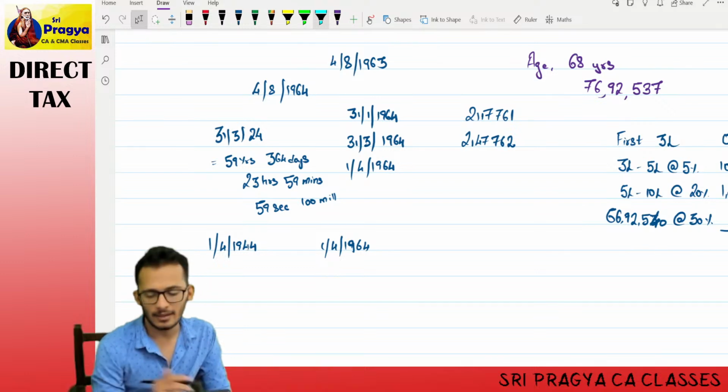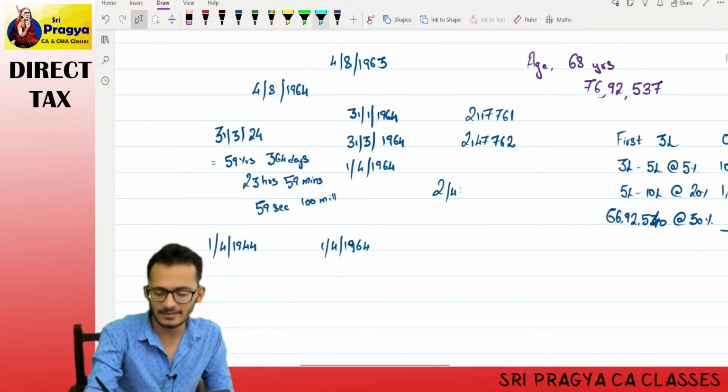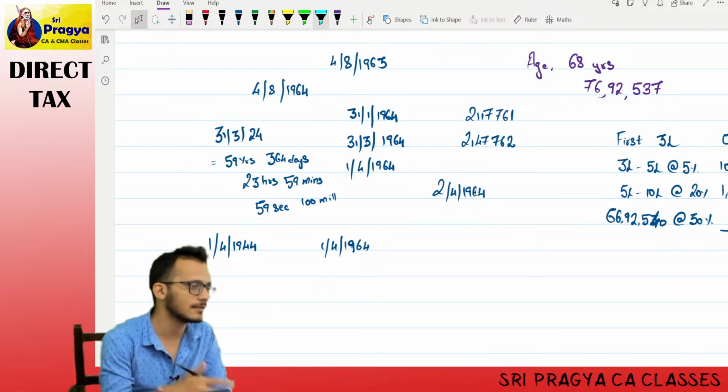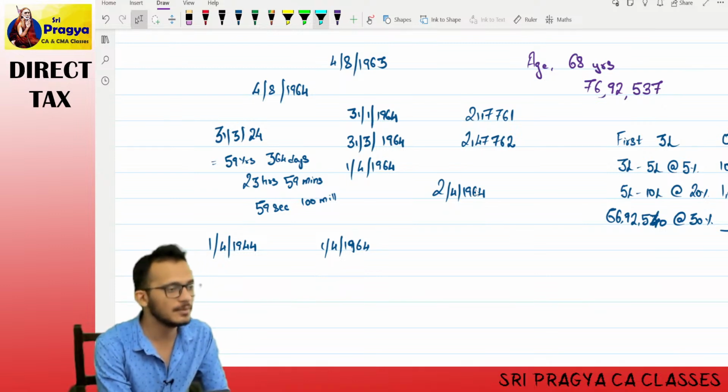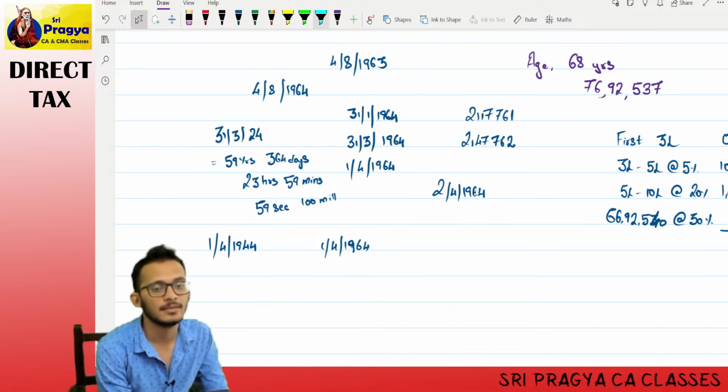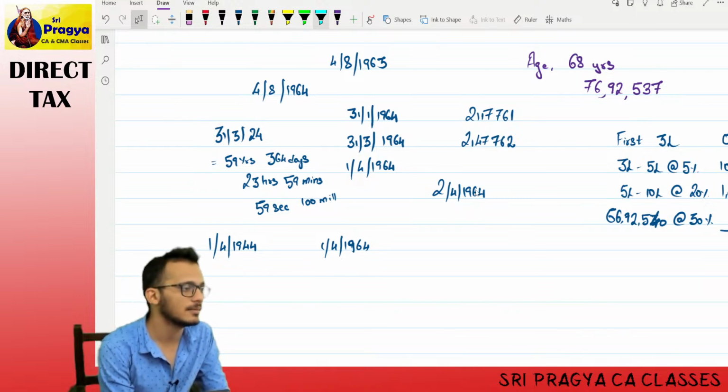Clear? Rahul, what if I put the date as 2nd April 1964? Now tell me. Now he's not a senior citizen, because he will complete the age of 59 only on 1st April, which is not in the previous year. Now he becomes 59. Clear? No doubts?